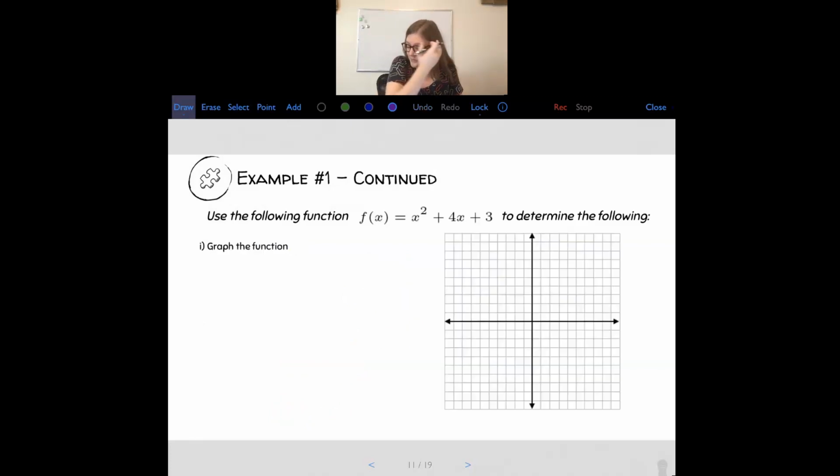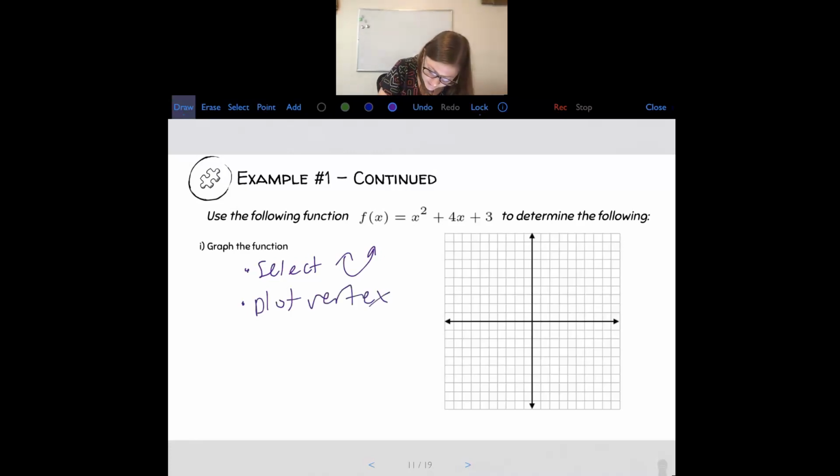In the homework problems, you are asked to graph these, and so what you'll do is, this is a parabola, so you select the graph that looks like this. When you go to graph it, you plot the vertex. So in this case, we'll plot negative 2, negative 1.